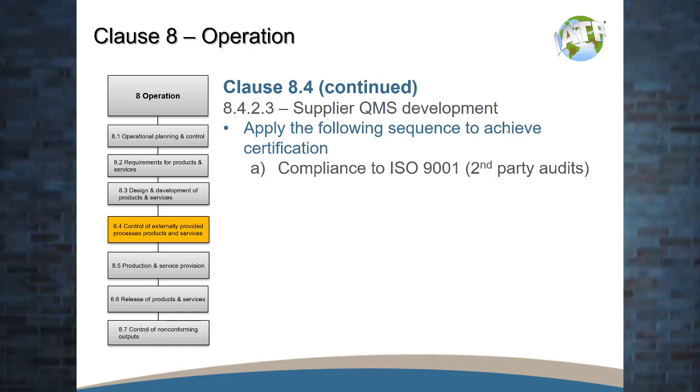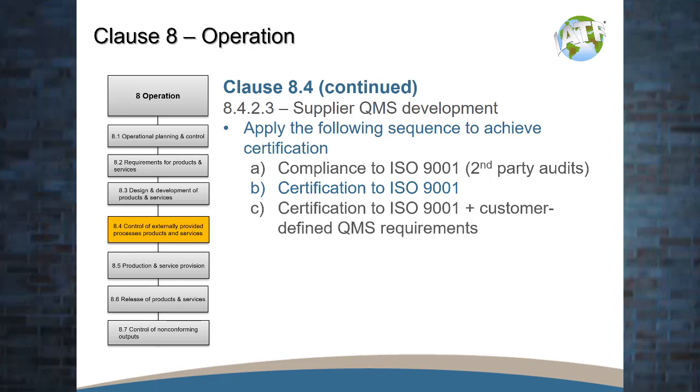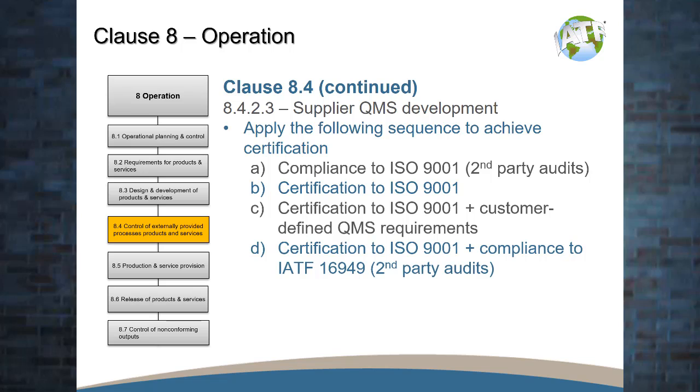This section doesn't quite fit the rest of the standard. It's very, very descriptive and starts out with second party audits to 9001 to ensure compliance, and then the next step being certification by third party to 9001, then certification to 9001 plus any customer defined QMS requirements that you're applying either directly to your customer or to your supplier or coming as flow through through your customer.